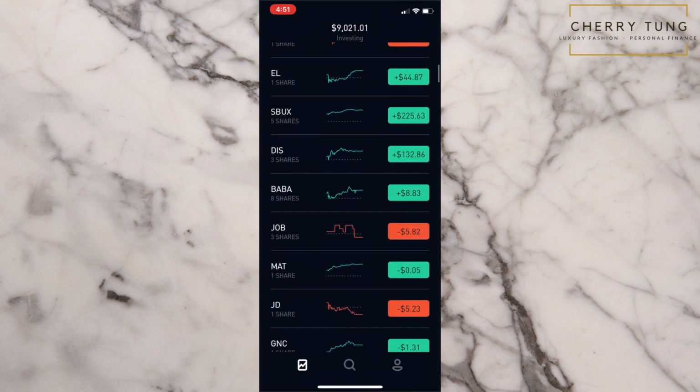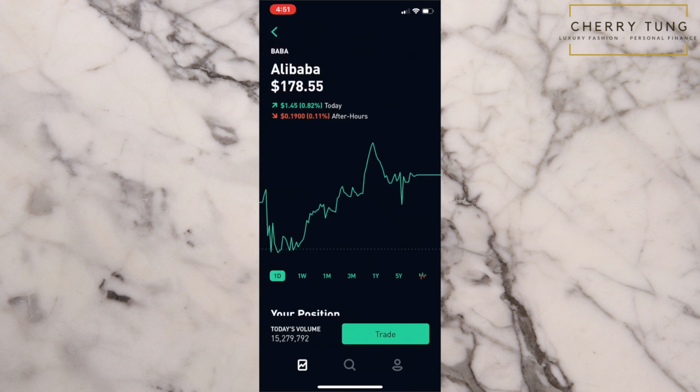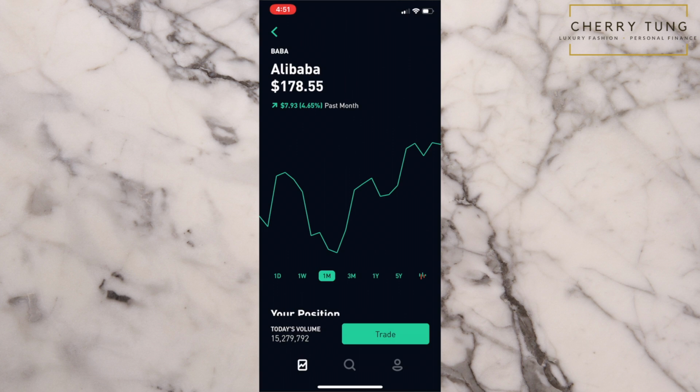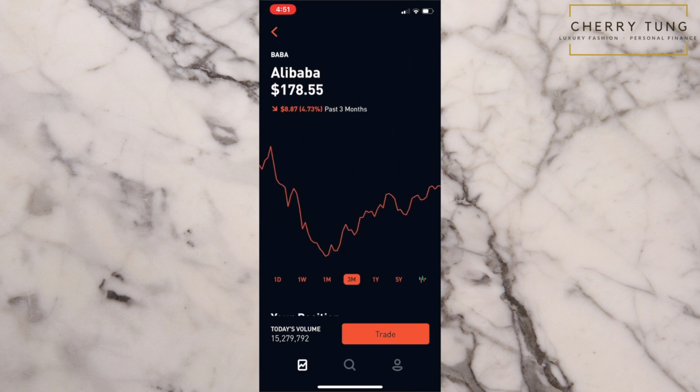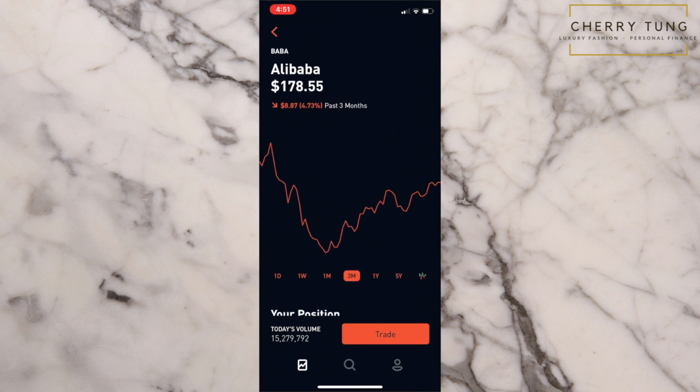And now let's look at Alibaba. Alibaba is also one of the stocks that I really, really believe in. And again, it has gone down by a lot a couple months ago, and there might be some panic sells. Some investors might look at the Alibaba stock 3 months ago, and they might be freaked out by how low the stock went.